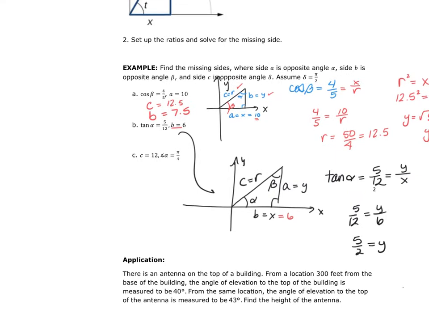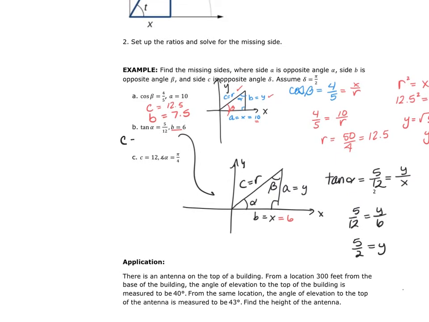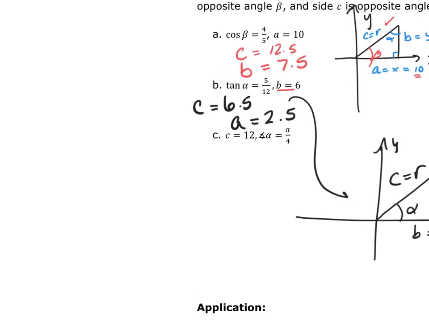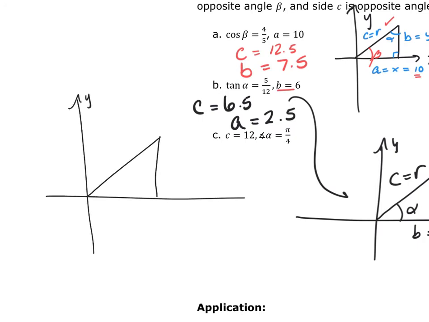So I found all my pieces. My r, or my c if you prefer, is the 6.5. My a, or y, is going to be equal to the 2.5. And I've found all my pieces. Now let's take a look at my last problem here. My last problem here is they're giving us the alpha and they're telling us what c is. Okay, so as before, I'm going to go ahead and draw my triangle, not to scale of course, y and x. They're telling me this is pi over 4.